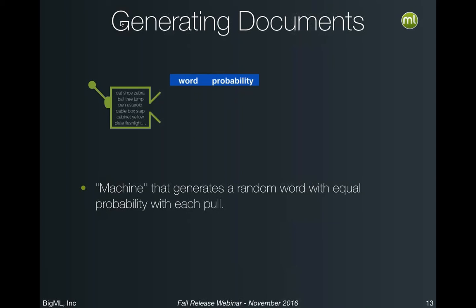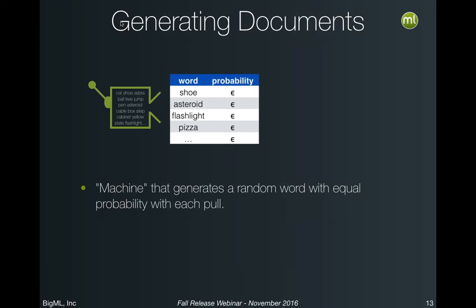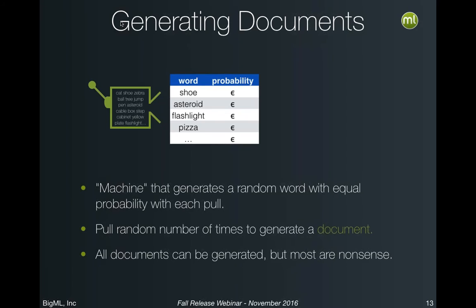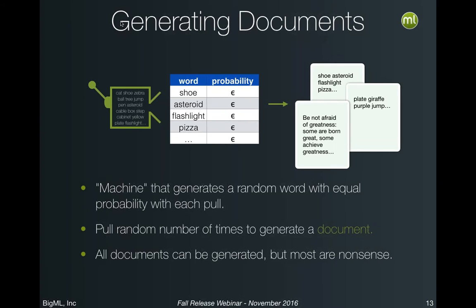So basically, we're going to imagine a process of generating the data, a theory of how the data is generated. The first thing we're going to introduce is this idea that we have a machine that can generate a random word with equal probability for each pull. So it might generate the word shoe, asteroid, flashlight, pizza, whatever. It's going to generate all of those words with equal probability. And then if we pull that lever a whole bunch of times, you'll notice that we can generate any sort of document that way, right? If we pull the lever over and over, we might generate some sort of random set of words: shoe, asteroid, flashlight, pizza, some kind of crazy document. We do it again for a new document, we get another random set of words. But eventually, in the monkeys and typewriters sense of the phrase, we'll get all of the documents in our collection. So eventually, we'll generate that blob of text that we saw before.